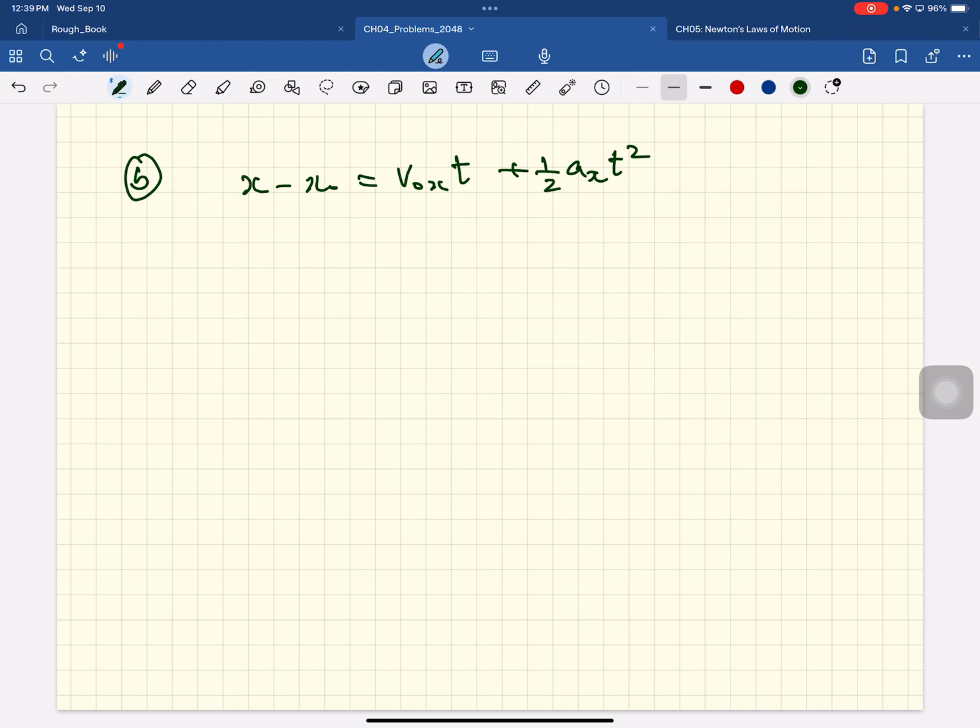All right, so this was 3 minus 0 equals V naught T plus 0. Now, we already found T in the first part of the problem, and now you can solve for V naught.